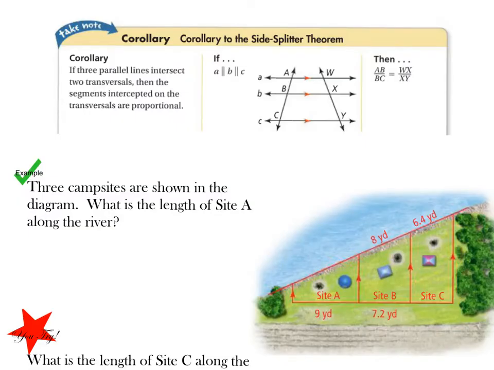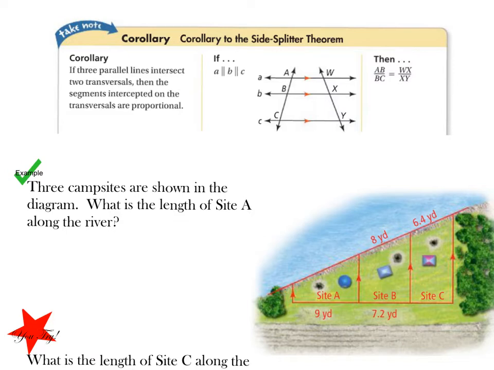Before we look at the other theorem, we're going to look at this corollary. We have a corollary to the side splitter theorem. So this corollary says if three parallel lines intersect two transversals, then the segments intercepted on the transversals are proportional. So if line A is parallel to line B, is parallel to line C, these are all parallel to each other, then the segment AB is to BC as WX is to XY. So those segments are proportional on the transversals.